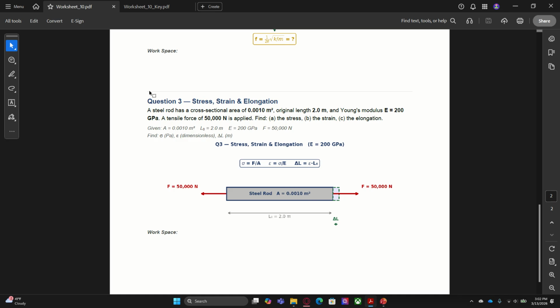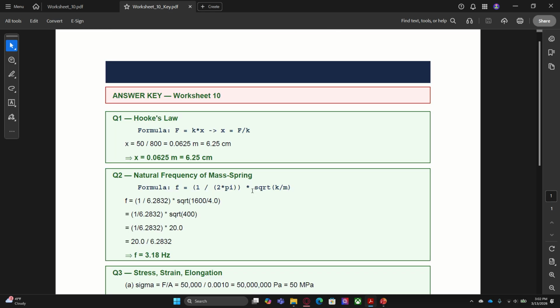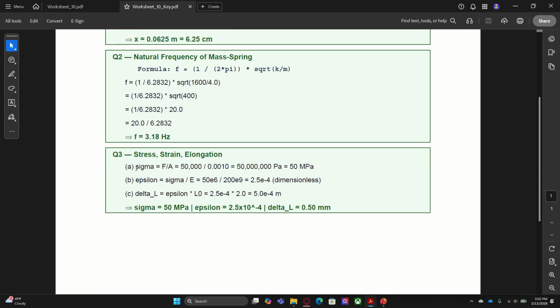Putting this all into our equations, what we're going to have is sigma, or the stress, equaling force divided by area. This is going to equal 50,000 divided by 0.001, or 50 million pascals. That can just be converted to a more sensible number, 50 megapascals, by just dividing by a million.